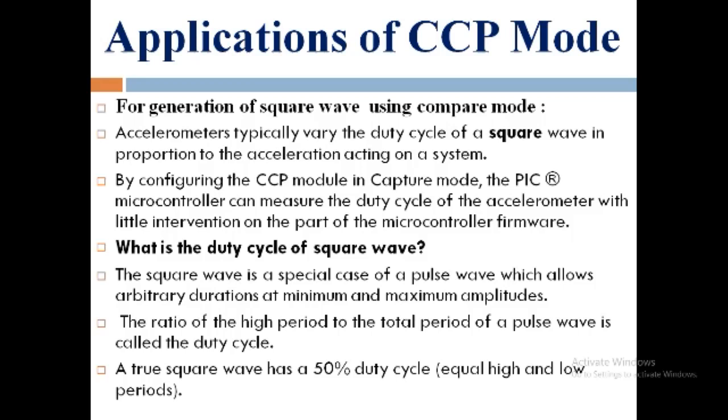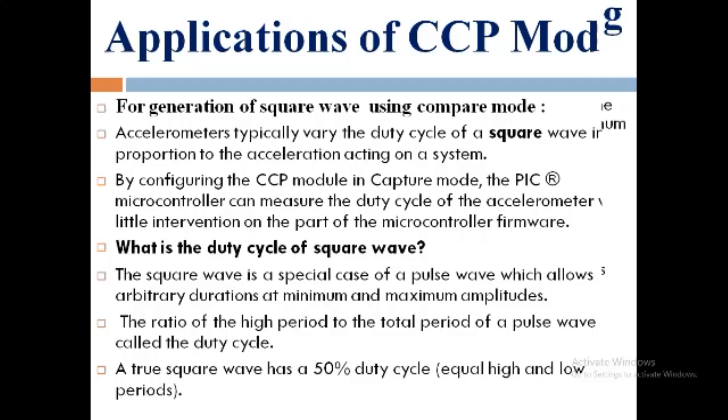First is, what is the duty cycle of a square wave? The square wave is a special case of a pulse wave which allows arbitrary durations at minimum and maximum amplitudes. The ratio of the high period to the total period of a pulse wave is called the duty cycle. That is, the duty cycle is nothing but the ratio of on time period divided by total time period of the particular cycle of the waveform. A true square wave has a 50% duty cycle, which is equal high and low periods.